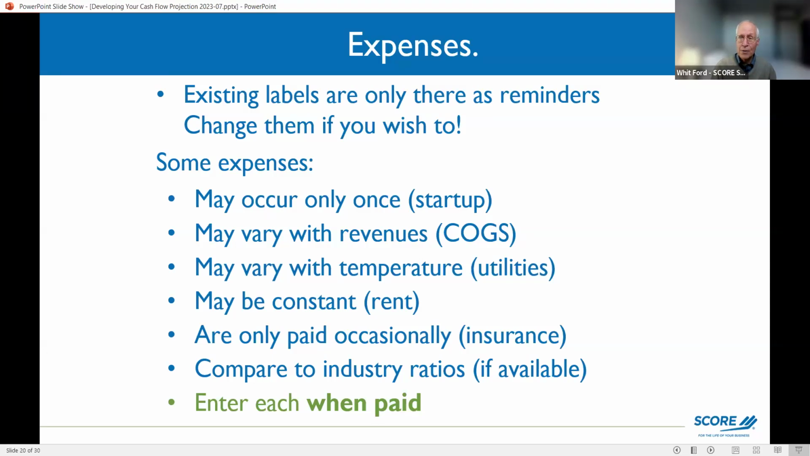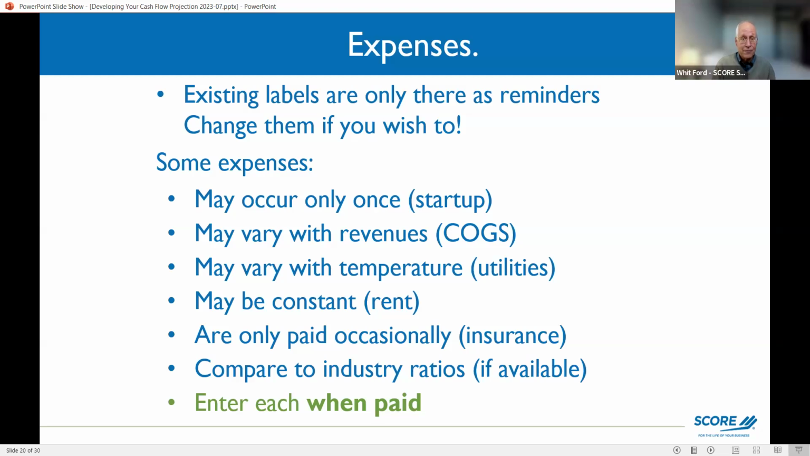Note that as you forecast your expenses, some expenses may occur only once. Those are typically called startup expenses, but they may not be just startup. They may be once a year kind of things. Maybe some insurance premiums only get paid once a year. That's okay. But look for the ones that happen only once a year and make sure they're included.